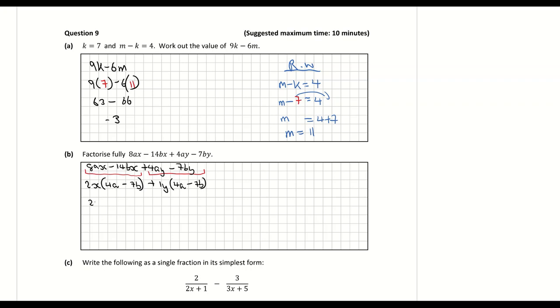I then put the 2x and the plus y, or the 1y, together. You don't need to put in the 1. And then you can see that my second bracket is the same. It's 4a minus 7b.